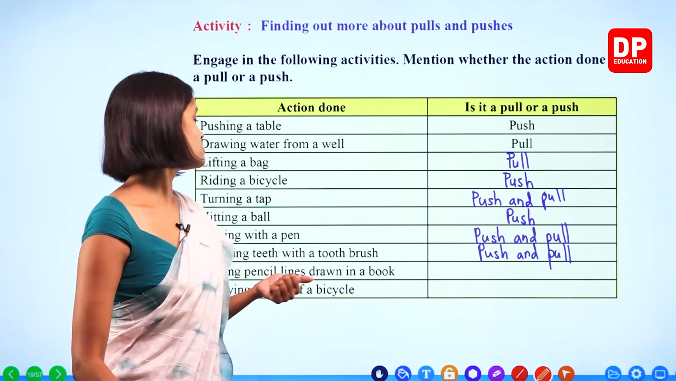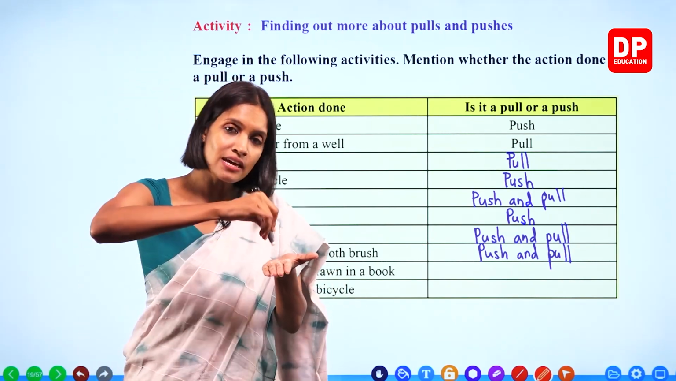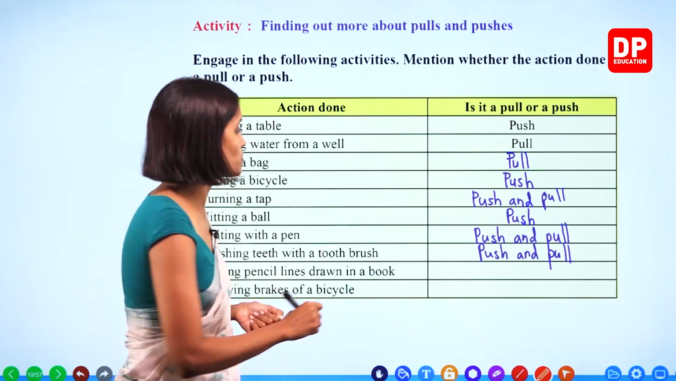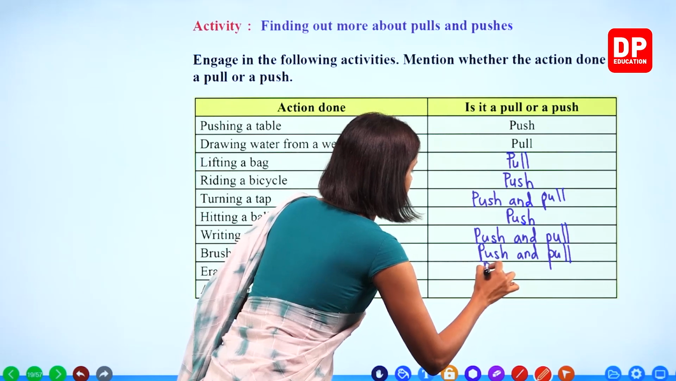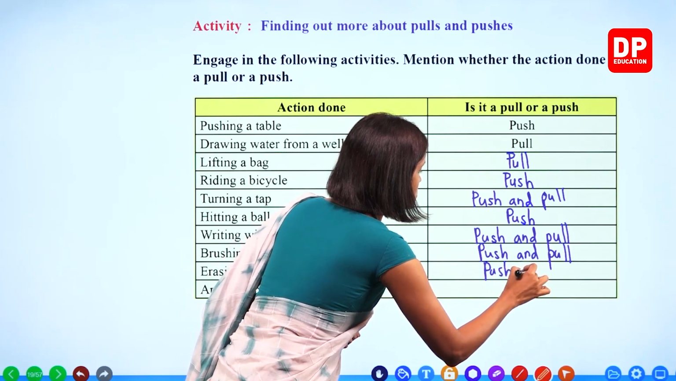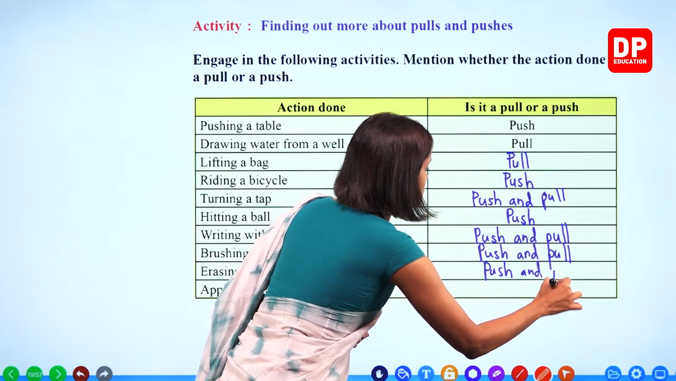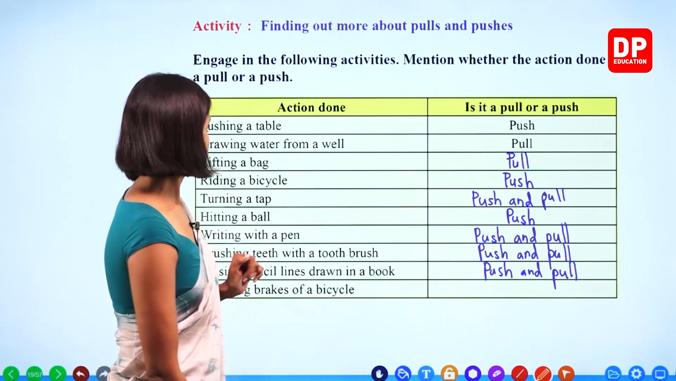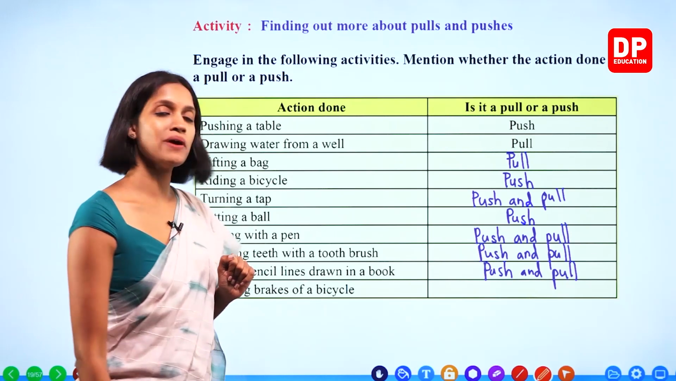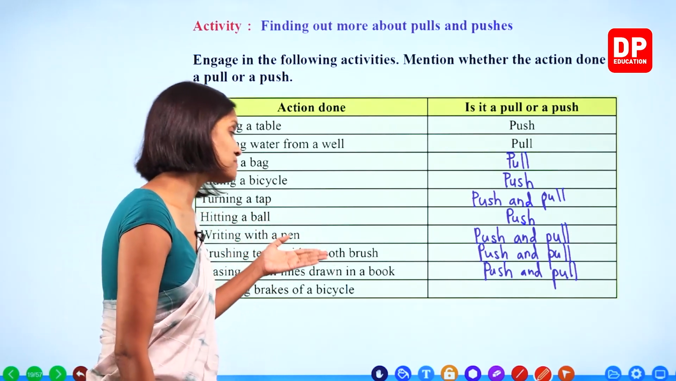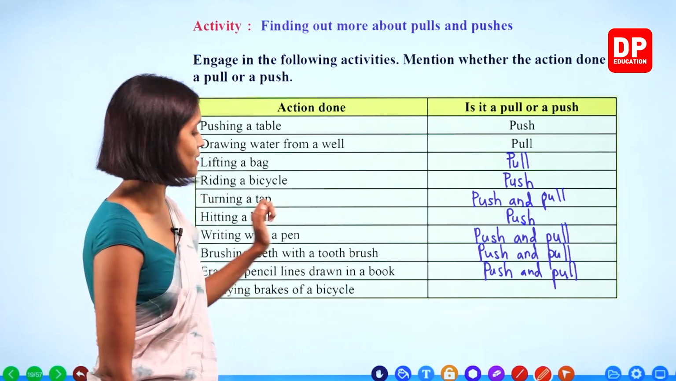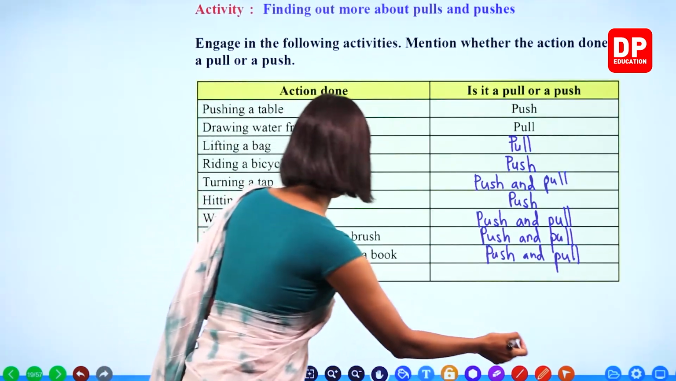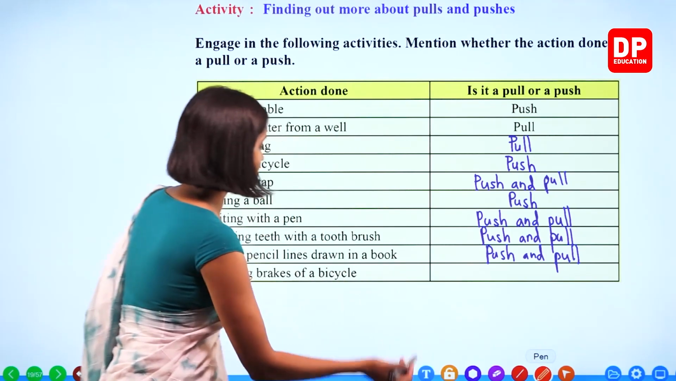Erasing pencil lines drawn in a book. Erasing again, you have to erase. Push and a pull both, right? Push and pull. Right? The last one, applying brakes of a bicycle. If you ride bicycles, you all are very familiar with this one. How do you apply brakes on a bicycle, children?